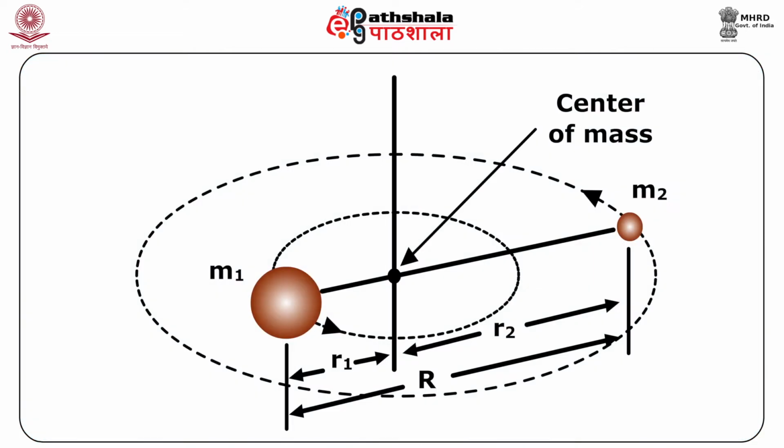A rigid rotator is called rigid because the distance between the two point masses is fixed at r, and the two point masses have their respective masses m1 and m2. Their distances from the center of mass are r1 and r2 respectively.